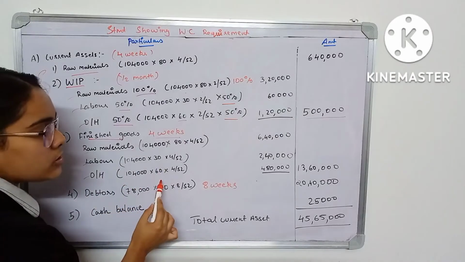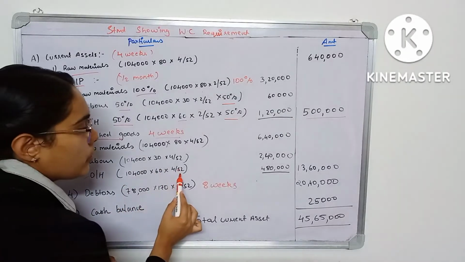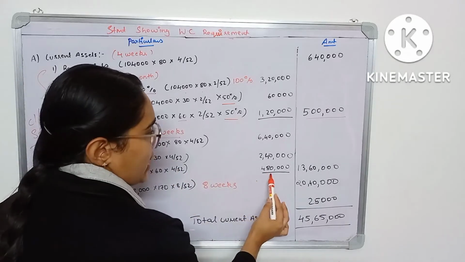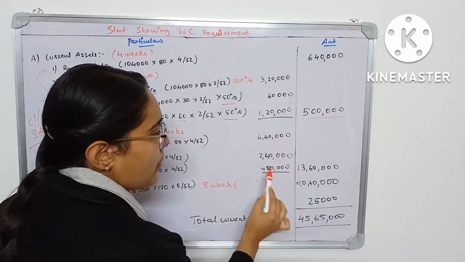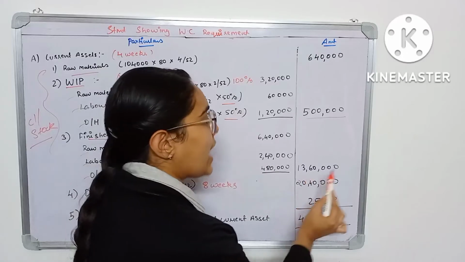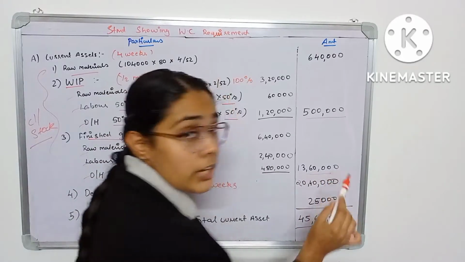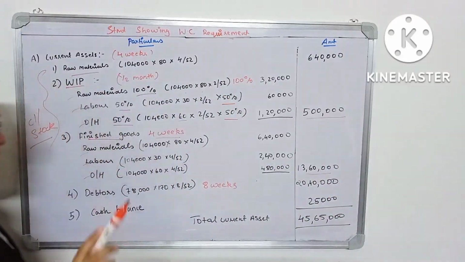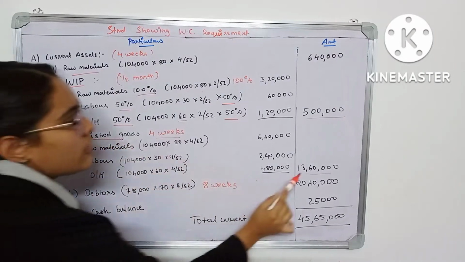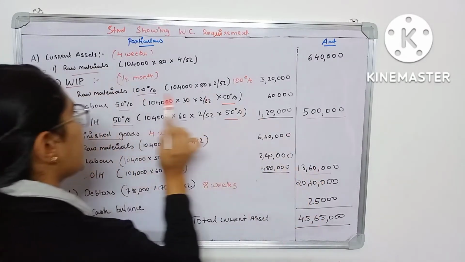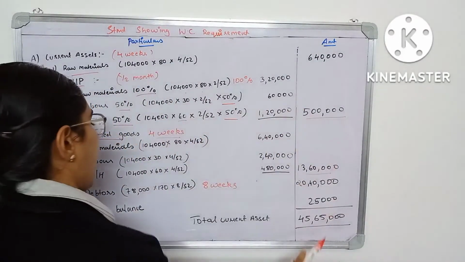1,04,000 into per unit cost, which is 60 into 4 by 52. You get 4,80,000. You have to add all these up and you will get a total of 13,60,000, with respect to finished goods. So the level of finished goods is 13,60,000 and work in progress is 5 lakh.